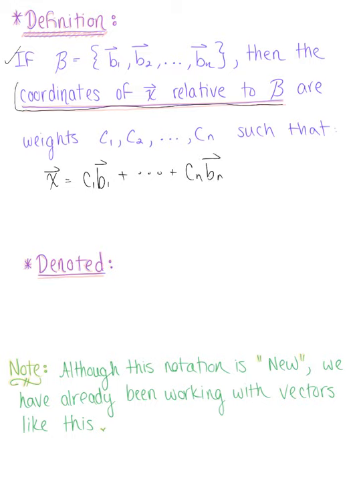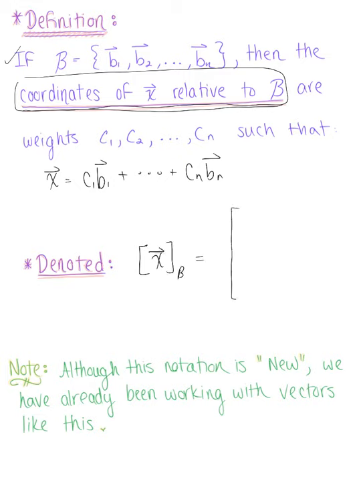And the coordinates of vector x relative to the basis is denoted as vector x sub b, and this is equal to the column vector containing the weights. So we have the column vector of those weights c sub 1 through c sub n. And although this notation is new, we've already been working with vectors like this.